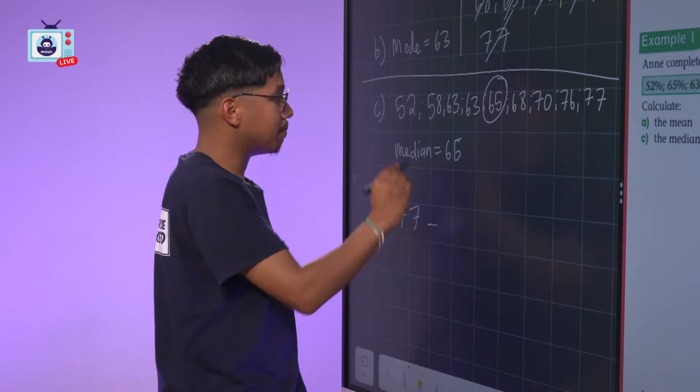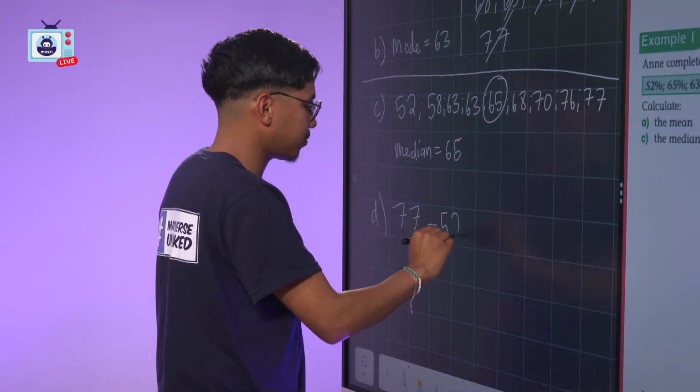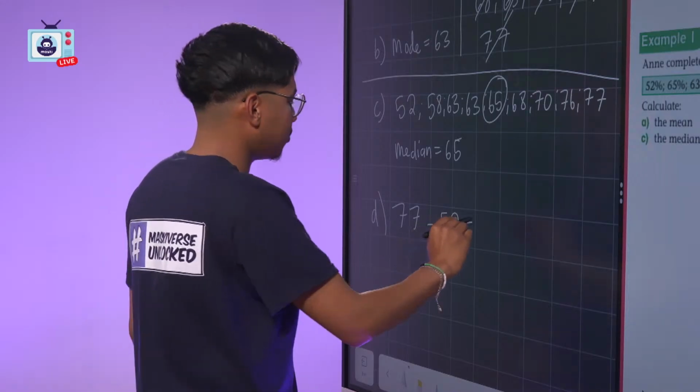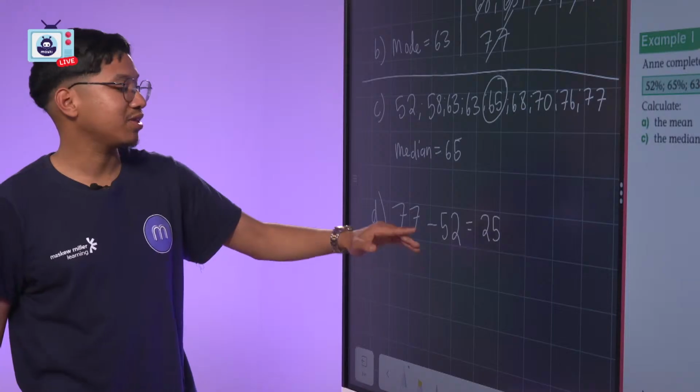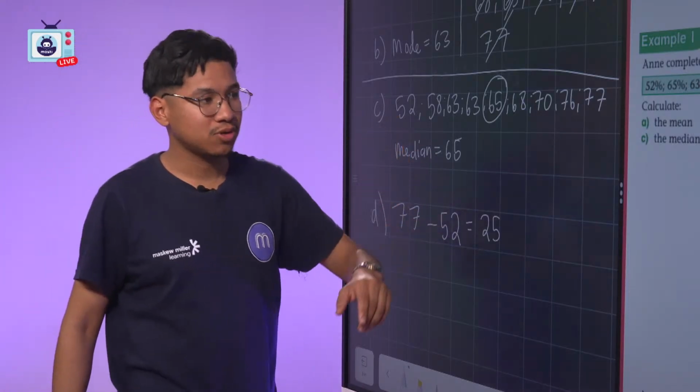And then lastly, the range, and my data is already in ascending order, so my range would simply be 77 minus 52, and that would give me an amount of 25. All right, so my range is 25. It is the biggest number minus the smallest number, okay?